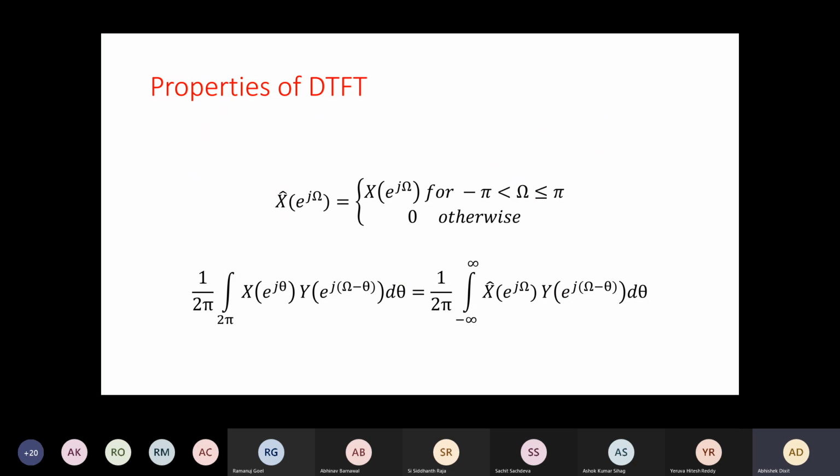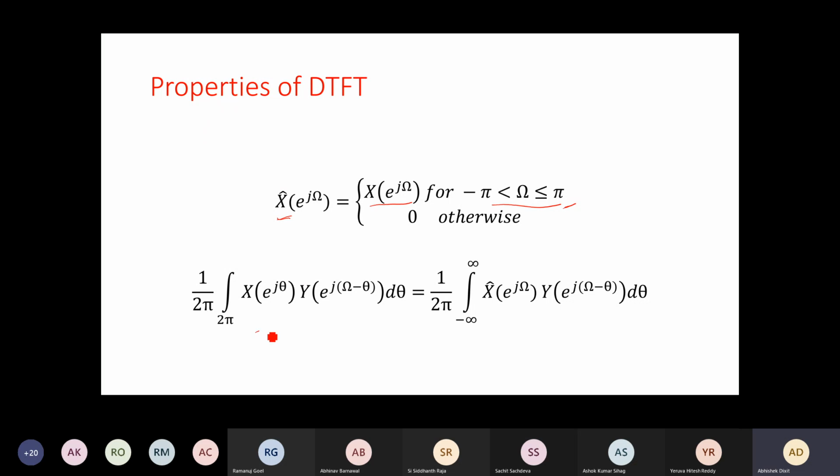So I can define a signal x tilde, which is the same as the original signal in a period, and 0 otherwise. I can take this signal x tilde, which is the same as this signal in this period, and 0 otherwise. This is just for mathematical recasting, right? Nothing else.